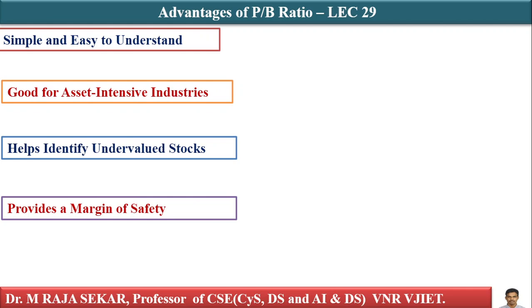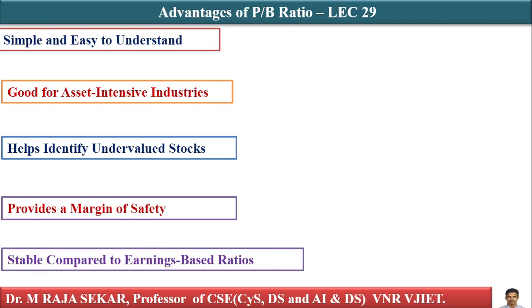It provides a margin of safety. For conservative investors, the P by B ratio offers a level of protection. If a company's market value is closer to or below its book value, the downside risk may be lower.